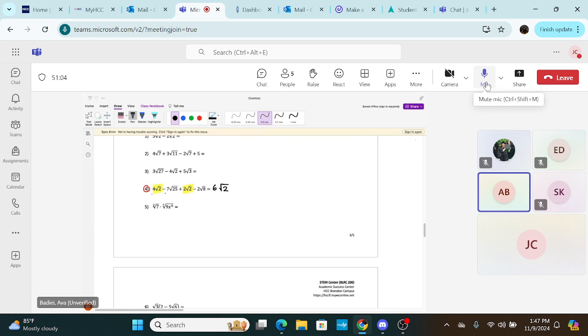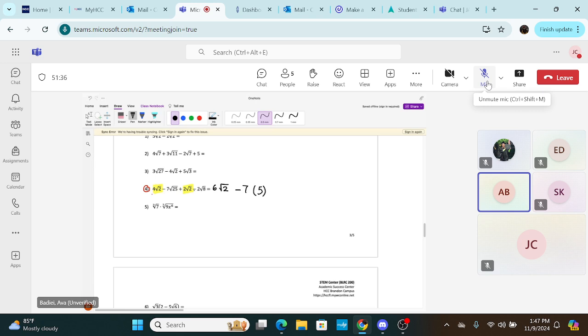Now for this part, because we said we can't add or subtract these two, we are just going to try to simplify them as much as we can. So for negative 7 square root of 25, what is the square root of 25? 5. It's just going to be 5. So I can write it as negative 7 times 5.